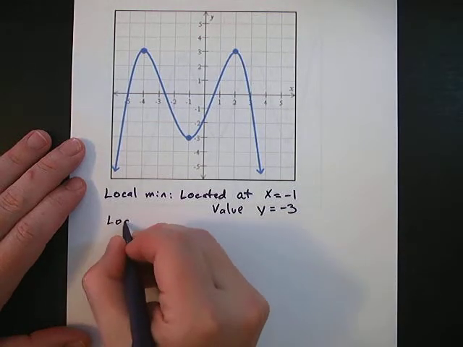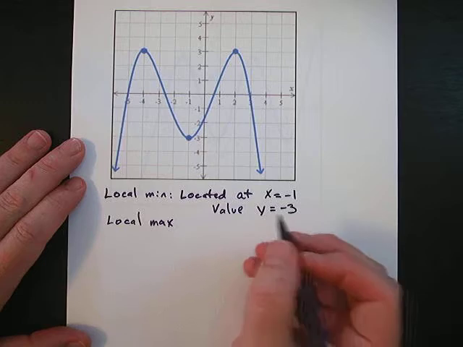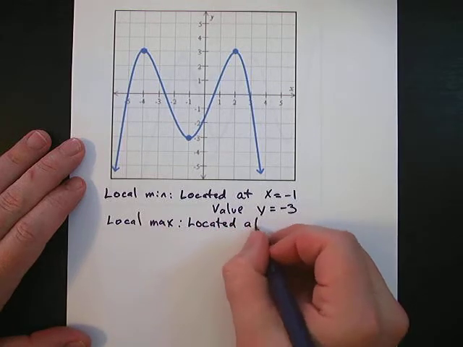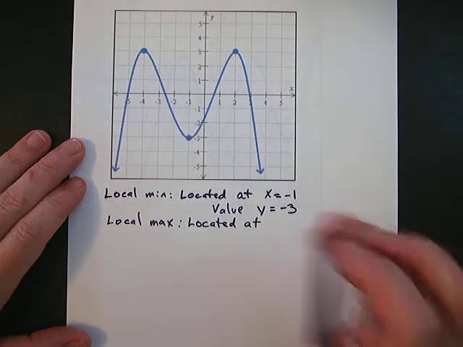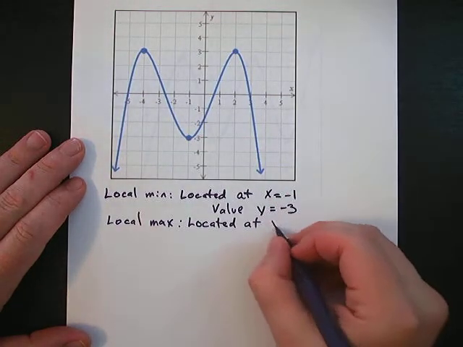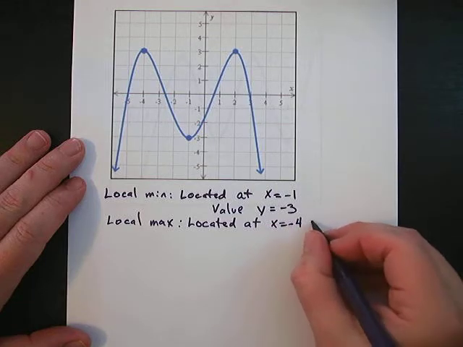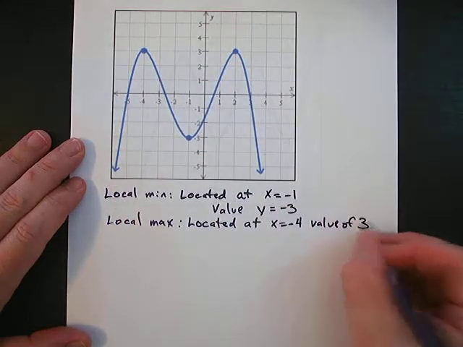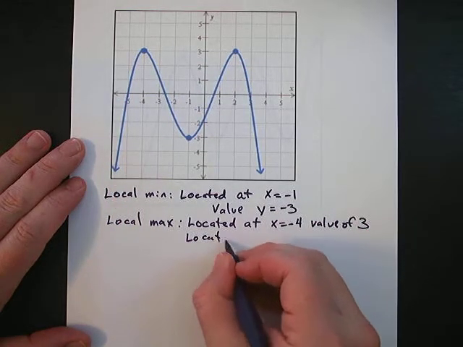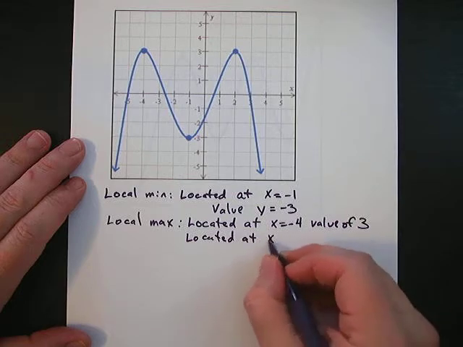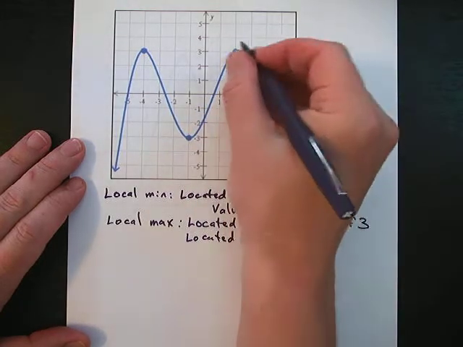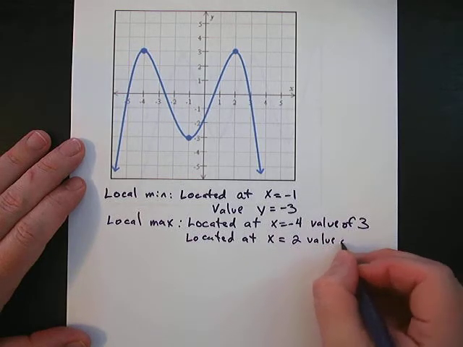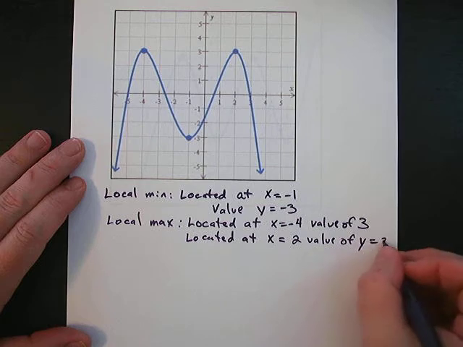And a local max, located at, let's see, we've got one at x equals -4 with a value of 3, and another located at x equals 2, with also a value of y equals 3. Should have written that on the last one.